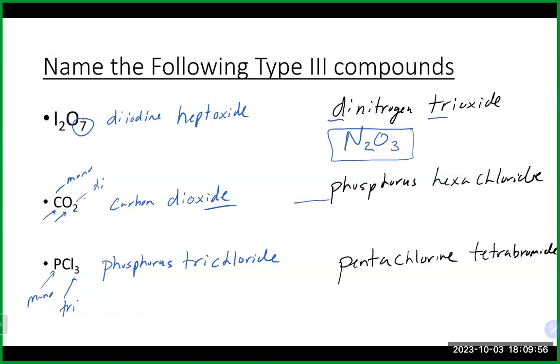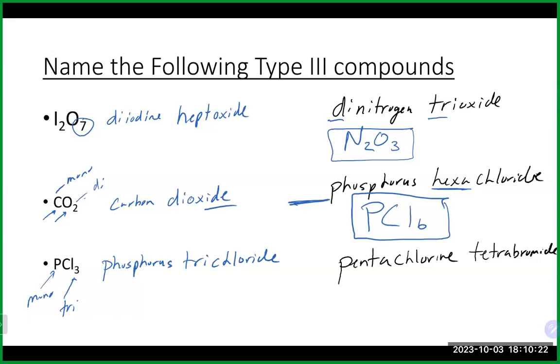Phosphorus with no prefix, but I do see hexa here, which is a prefix, so that tells me it is going to be a type 3 compound. So with no prefix, that means we just have one of them, right? Because we're not going to use mono on the first name. So we're just going to write P. Hexa is the prefix for 6, and Cl is chloride. So PCl6 in this case. Any questions on those there?